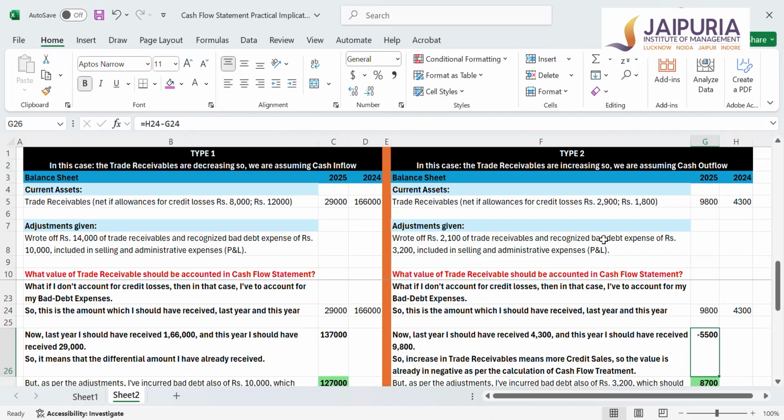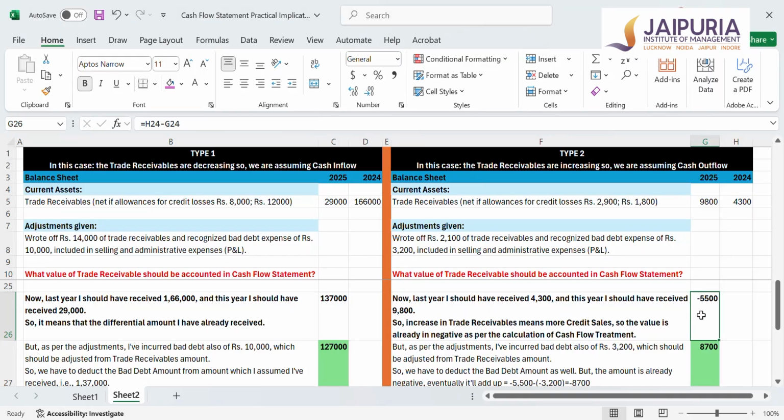Now I should deduct it. So minus 5,500 and minus 3,200 will eventually be 8,700. Now again see, 8,700 and again 8,700. The values are going to be the same.